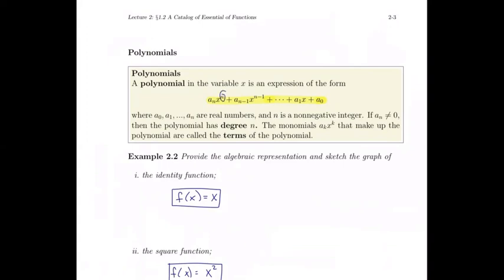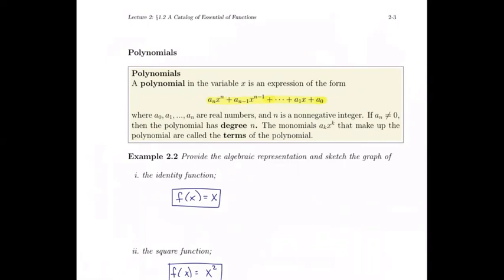So if n is a positive integer, then that means n minus 1 is a positive integer, and so on down the line. We have x to the first power, x to the 0 power here, and we're dealing with a polynomial. So n, the largest power of x, again, when this is an integer, is the degree of the polynomial.